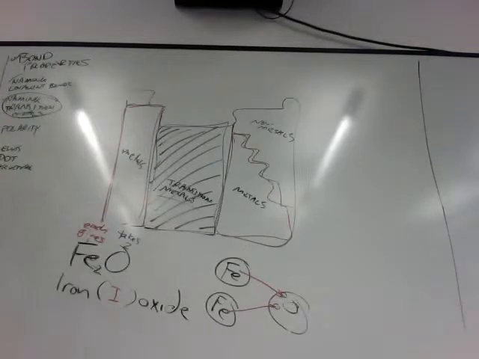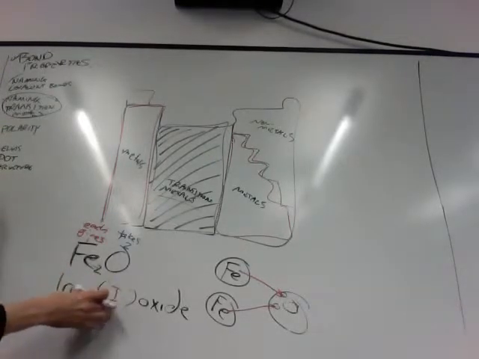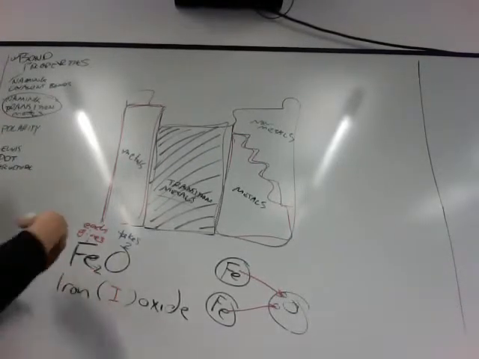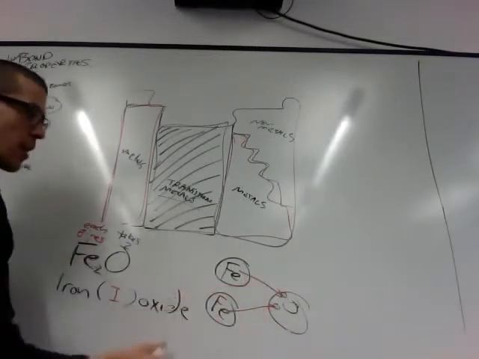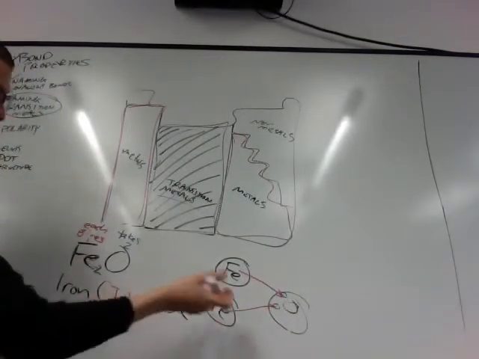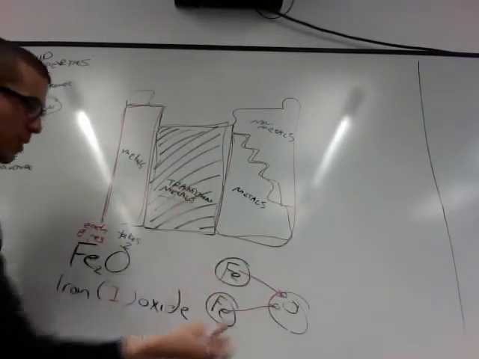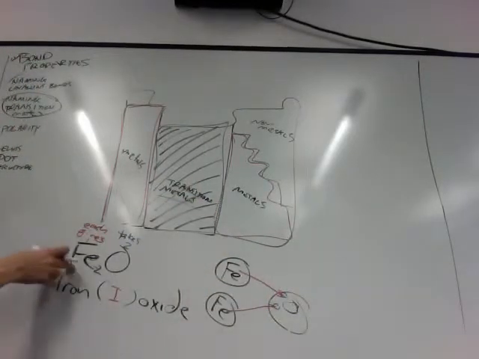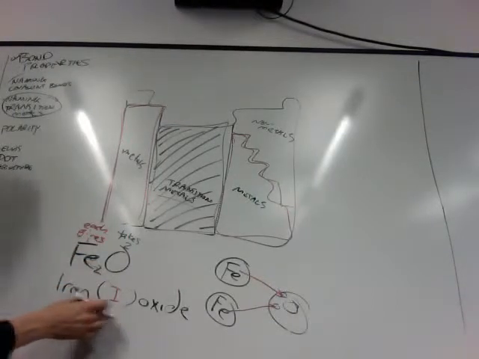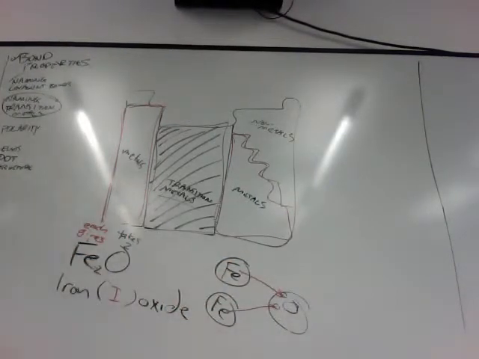But the overall name, though, is not iron 2 oxide because that doesn't capture what's going on in this scenario. Iron 2 oxide would mean that both of these irons give 2 electrons. And here we want to know about how many each of these iron atoms give. So in this case, it's iron 1 oxide. Okay? Think about each iron giving. How many does each give?